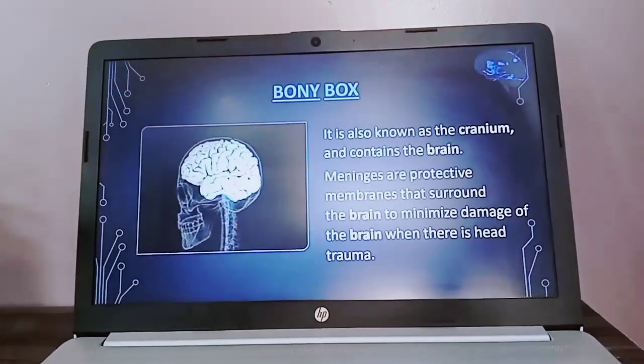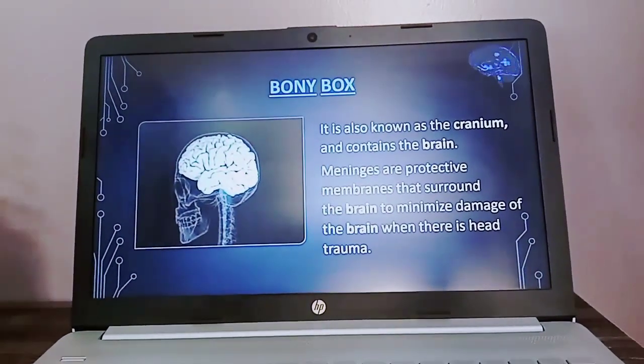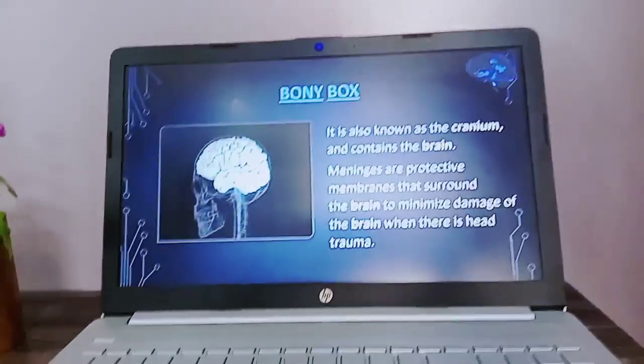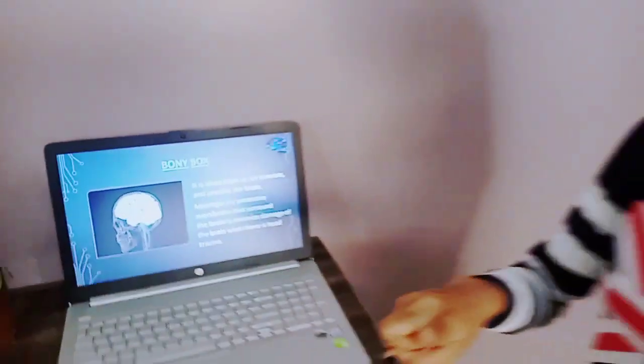Other than skull, meninges are protective membranes that surround the brain to minimize damage of the brain when there is head trauma. So I can say that meninges and skull together coordinate with each other to protect one of the most vital organ of the body, that is the human brain. So now let's take a look into the human brain.